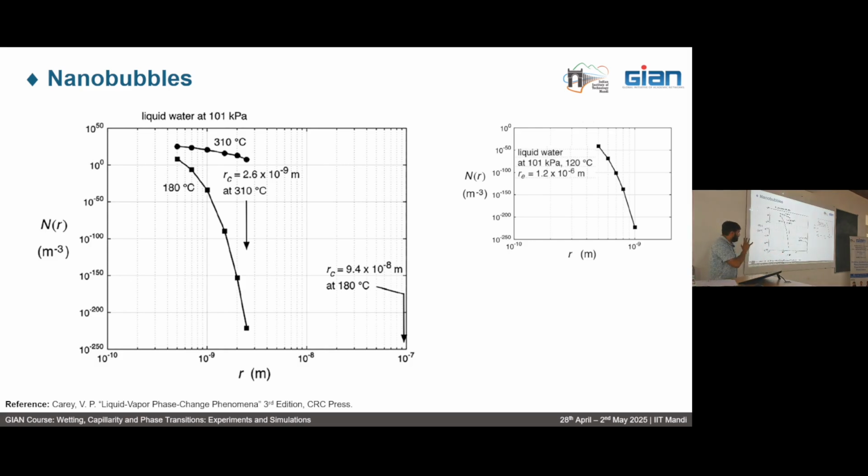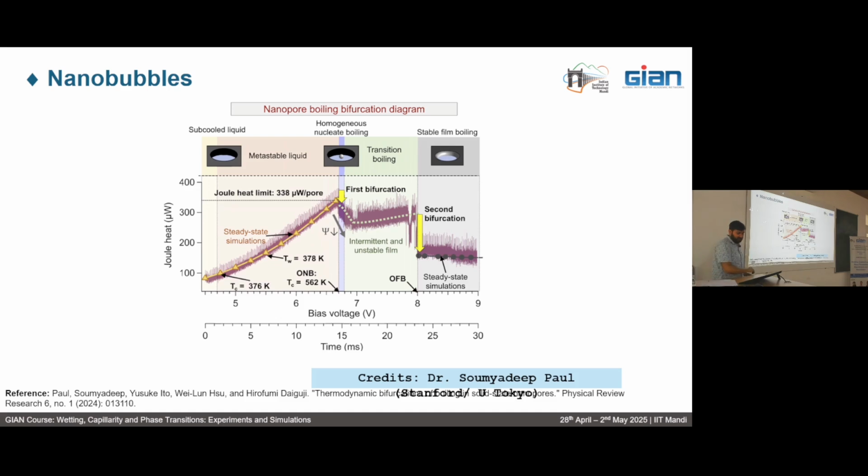Before closing, I will just discuss one case here. This is the work done by Dr. Soumyadeep Paul, and I happened to work with him for a short time. He has tried to do the homogeneous nucleation of vapor nanobubbles. His system is such that he has a nanopore, and we have two electrodes, one on top and one on bottom, and he is using electrolyte here.